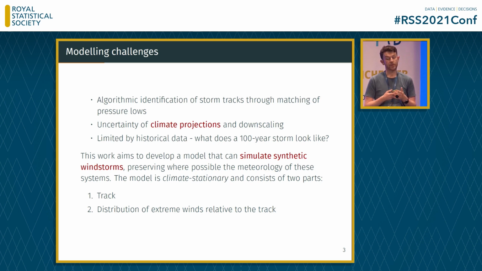The model that we develop is climate stationary, and by that I mean we don't try to link the characteristics of the storm to any sort of large-scale climate predictors that we can then use to simulate future windstorm events based on climate models. But what we assume is that the outputs of the model that we develop match the climate corresponding to the input data that's used to train the model.